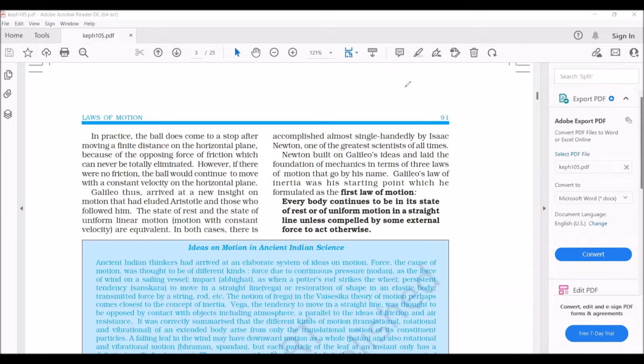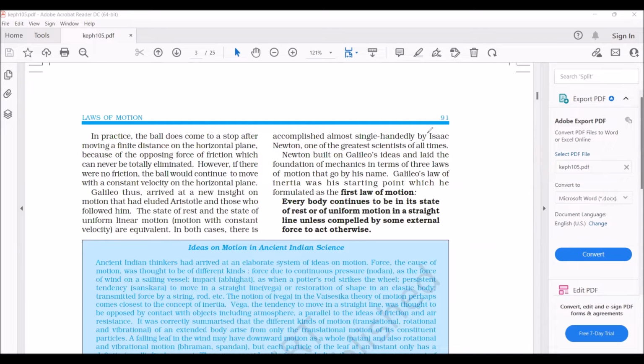Based on Galileo's ideas, Newton gave three laws, which we call Newton's laws. These are the foundations of mechanics. First law of motion.